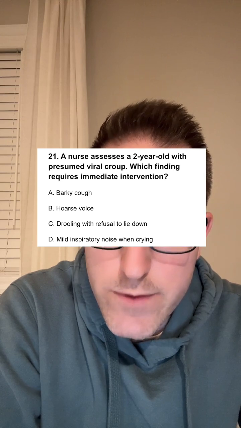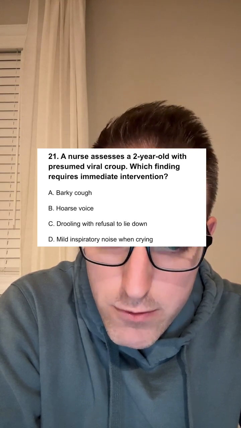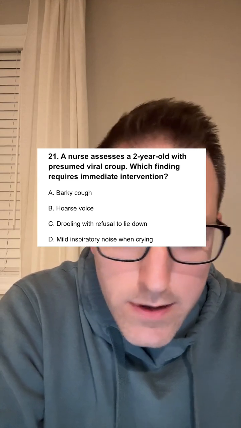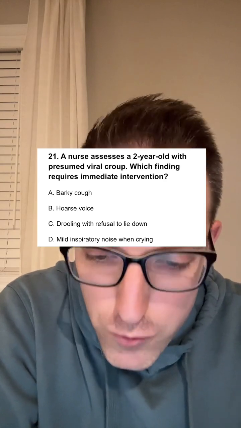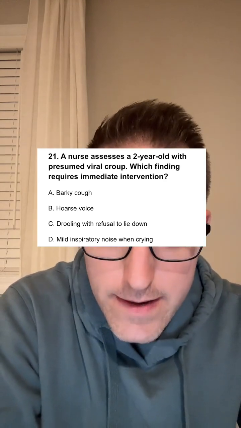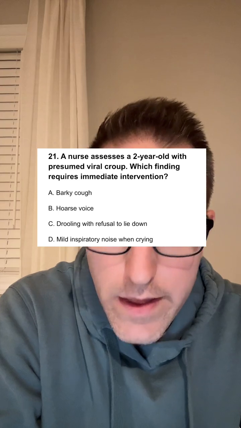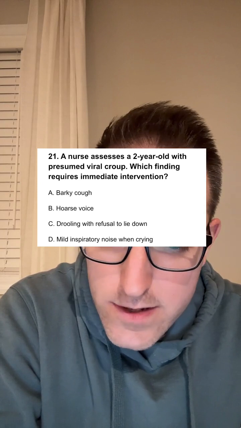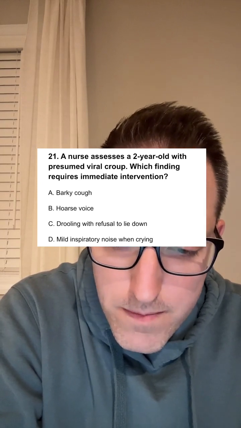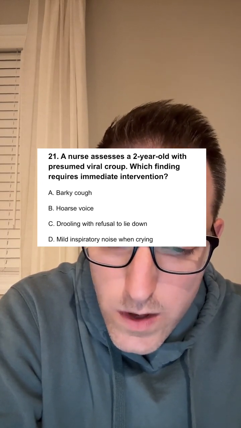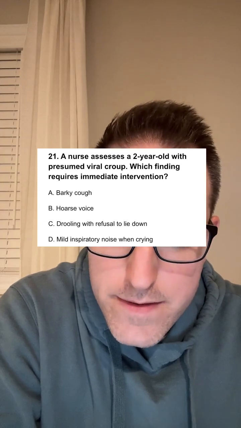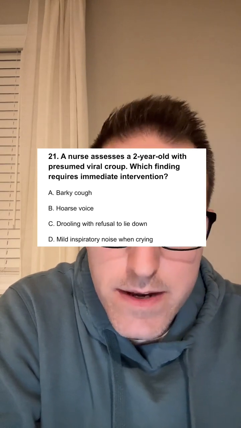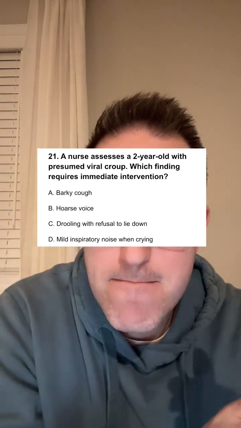Okay. Majority of you are saying C. That is the correct answer here, guys. When you see an answer that says there's a kid drooling, we're thinking epiglottitis, okay, which is a true airway emergency. A is just classic croup. B, that's expected with laryngeal swelling. And D, the mild inspiratory noise during crying does not equal impending obstruction. Okay?